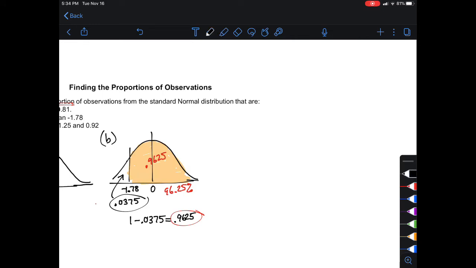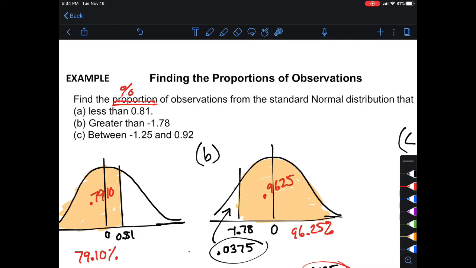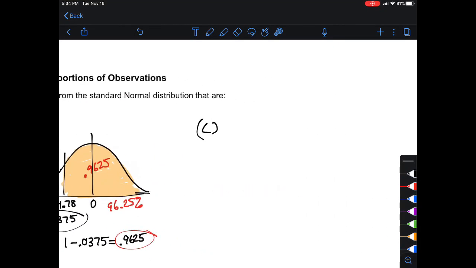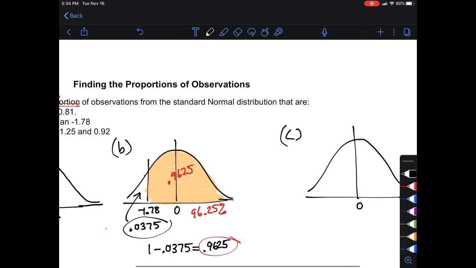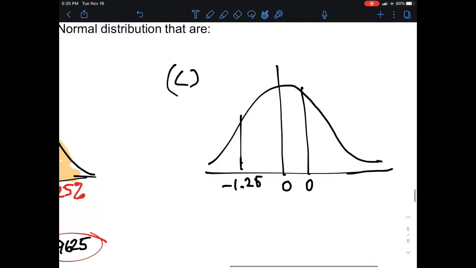Okay, and the last question is asking between negative 1.25 and 0.92. So draw your normal curve as best as you can. This is a 0 in the middle. I'm doing a very crappy job right here. If I take more time, I do better. This is negative 1.25 about. This is 0.92 about.